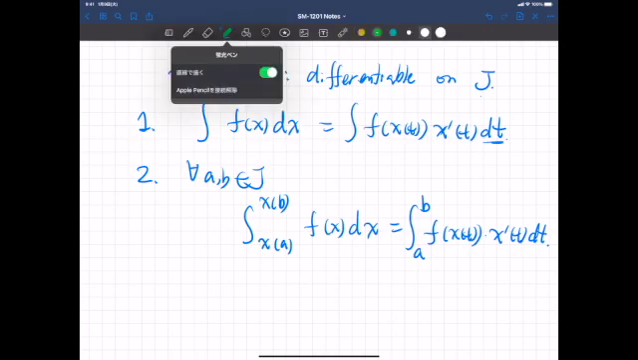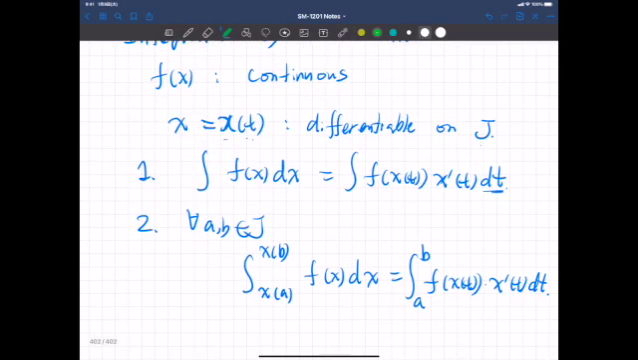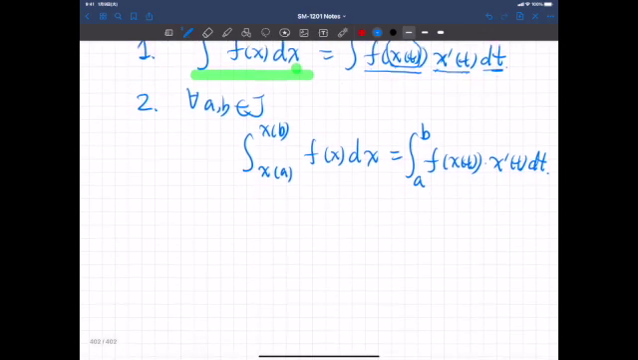So this means, okay, let's see part 1. The left-hand side is an integral of a function with respect to x. And the right-hand side is an integral of some function with respect to t. And that function is made of two parts. The first part is f of x of t, which is a composite function. And the second part is the derivative of the function within this composite. Okay, x prime is a derivative. Okay, let's prove this.